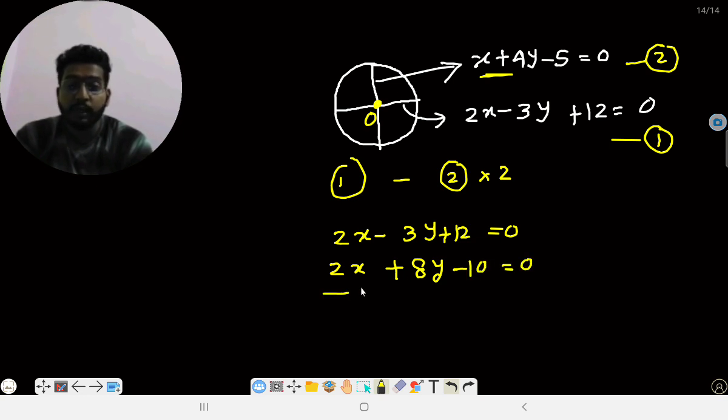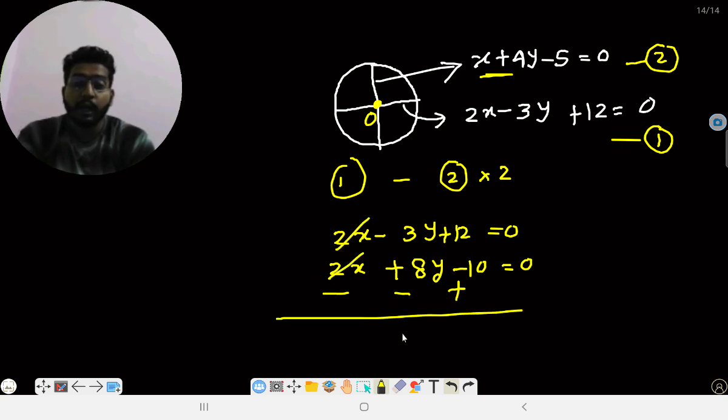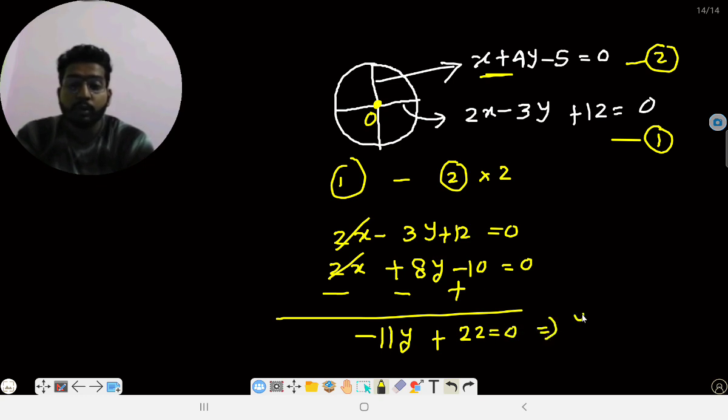Now if I subtract this one, what will happen? You can see 2x and 2x cancel out, and minus 3 minus 8 gives minus 11y, and 12 minus minus 10 gives 22, equals 0. Now if you solve this one, we get y equals 2.